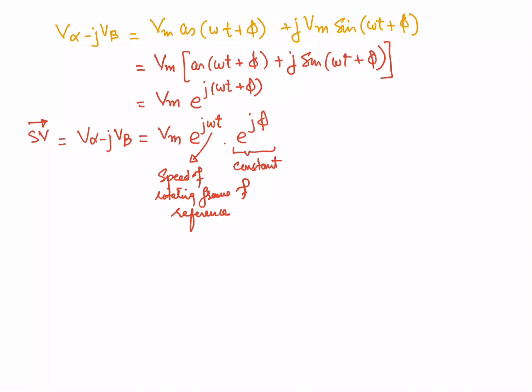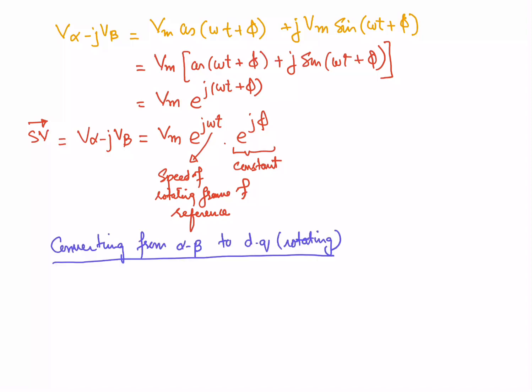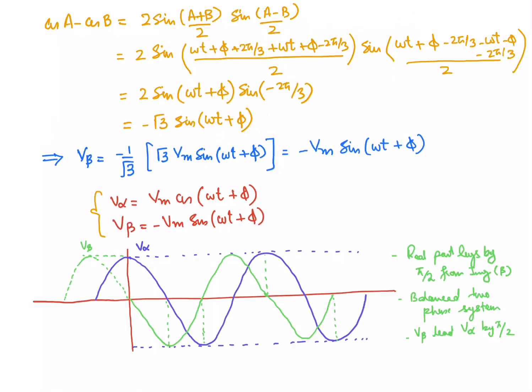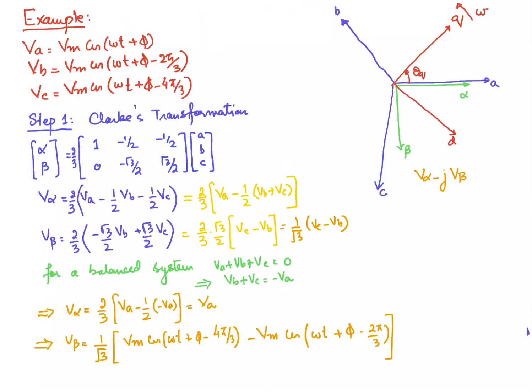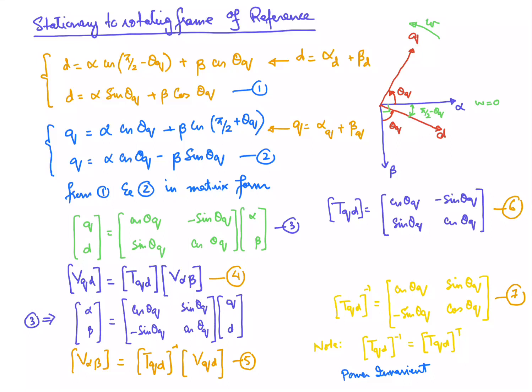Now what is the next step? In the next step we are going to convert this one into the rotating frame of reference. Okay, so converting from alpha beta to the dq frame of reference now. So which orientation are we going to use? We have seen the equations in the previous slide. So here you can see that Vq, the voltage equation for the q axis, will be given by V alpha cos of theta q minus V beta sine of theta q. So we are going to use this equation.